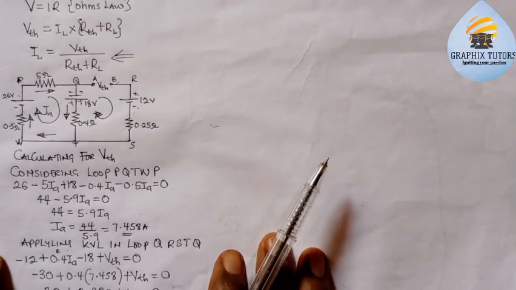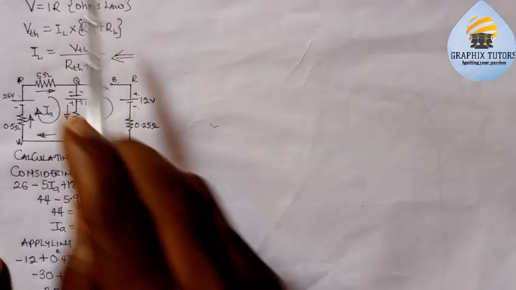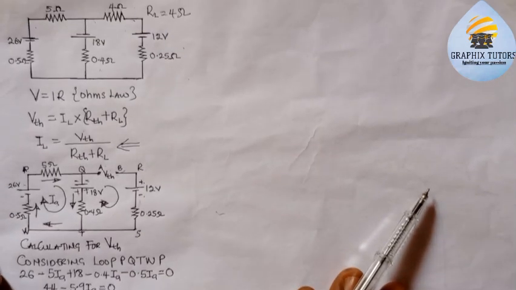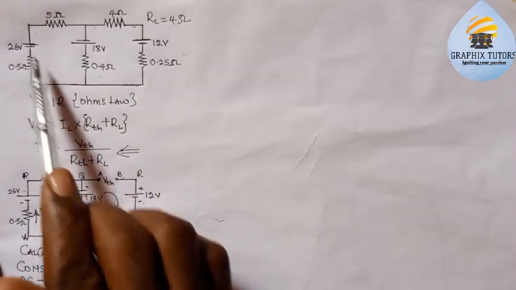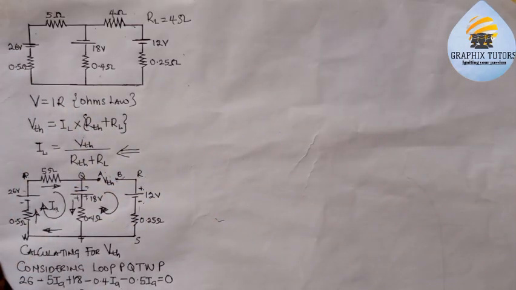Where you can calculate RTH is for you to short circuit all the voltage sources, right? How many voltage sources do we have? We have 3 voltage sources: 1, 2, 3. So we're going to short circuit every one of them. When we short circuit, this is what we're having.